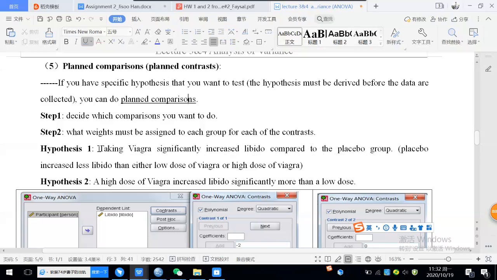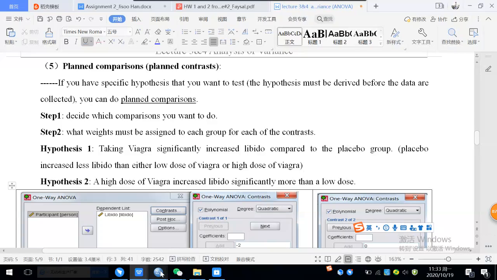Now, when you look at a sentence like this, tell me which group is compared to which group? Taking Viagra, in this group we have two levels. One level is low dose of Viagra, and another level is high dose of Viagra, right? And the placebo group, we just have one level, which is placebo, no Viagra, right? So this group has low dose of Viagra and high dose of Viagra, and this group is placebo. After you have this in your mind, then you start to analyze.